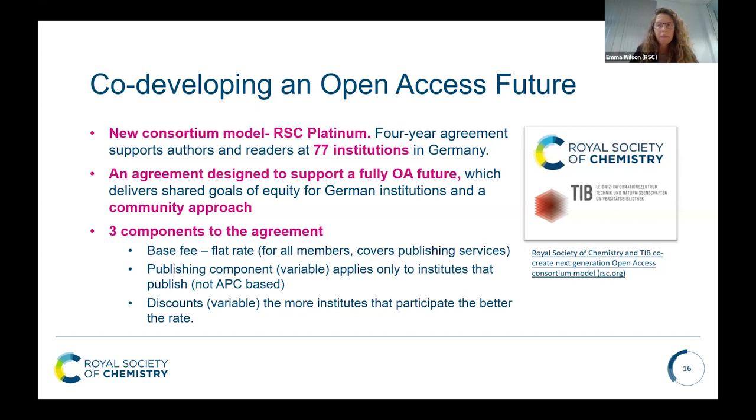And part of the way the model works is there is a range of institutes within the consortia. So some research intensive institutes that have high publication output, but also institutes that have much lower publication output or are read only. And that publishing component is not article specific or APC based. And we look at total output of the group and calculate the publishing share accordingly. And there are discounts available as well. So the more institutes that participate, the better the rate. And we believe, and I think our customers believe, that this is a more fair and equitable way to structure the fees for these sorts of models.